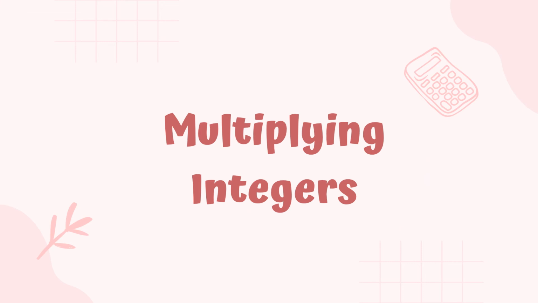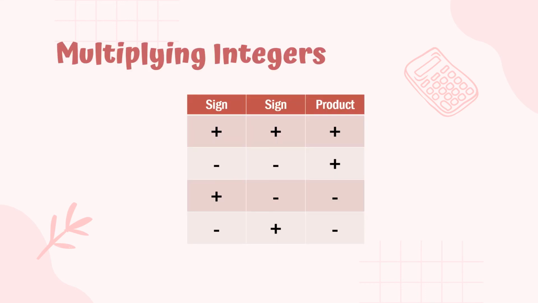Let's proceed to multiplying integers. How do we multiply integers? So, simply remember this table of signs. If both integers are positive, the result will become positive. If both integers are negative, the result will become positive. If the integers have different signs, like for example, the other one is positive times negative, or negative times positive, the result is always negative.